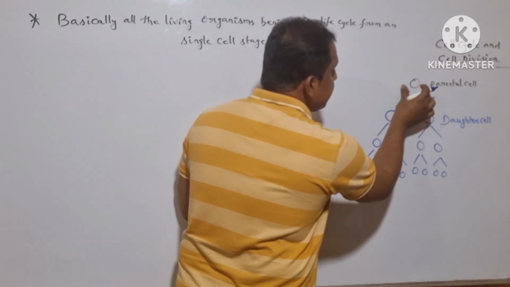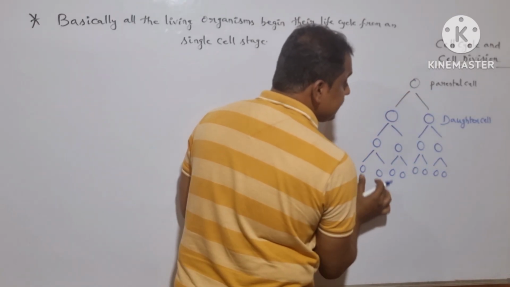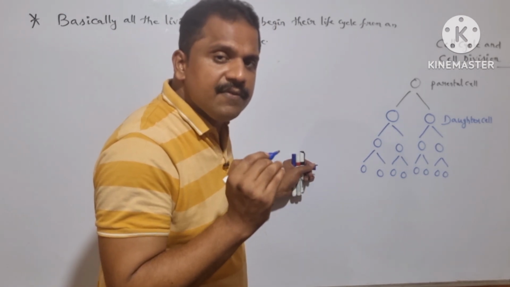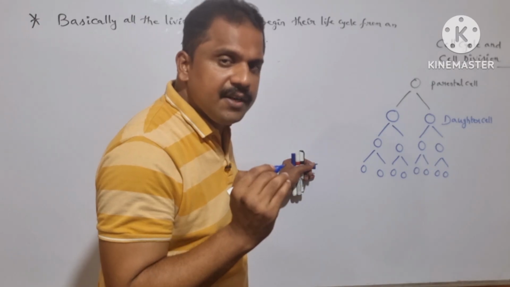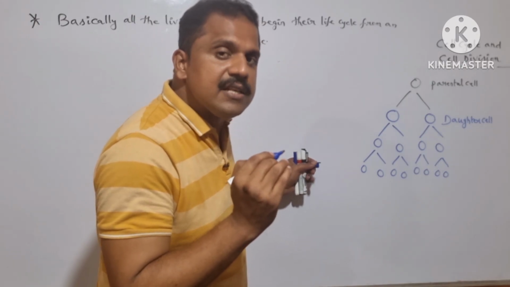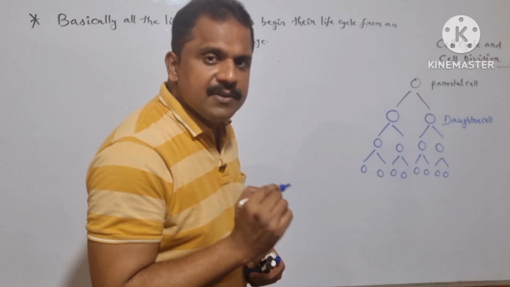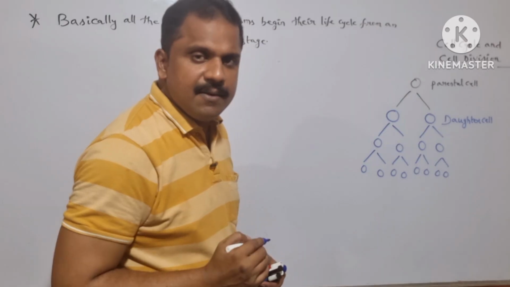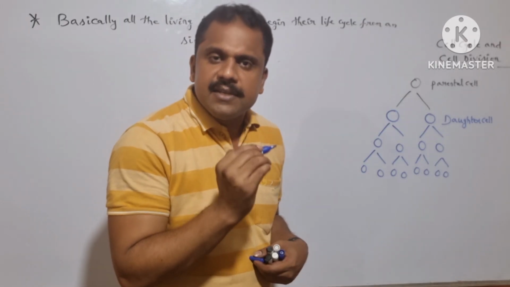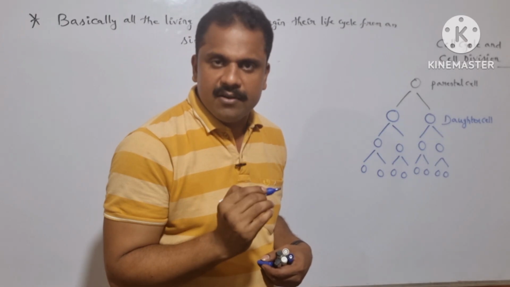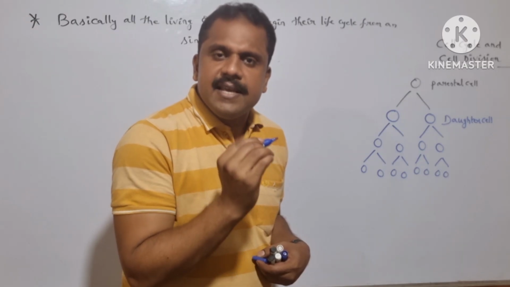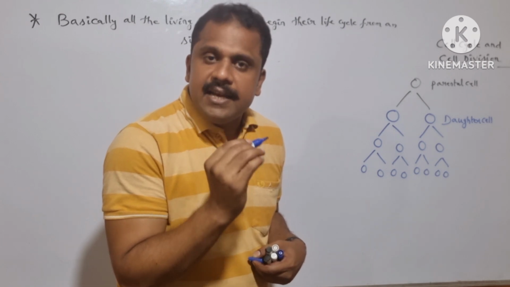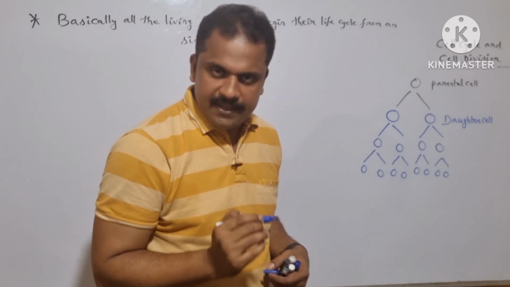So in this way, from a single ancestral parental cell, multiple cells originate during the cell division. Once many cells aggregate together, they lead to the formation of a tissue. Once many tissues aggregate together, they lead to the formation of an organ. Once many organs are arranged in a systematic manner, it gives rise to a young organism or a complex living organism. Is it clear?